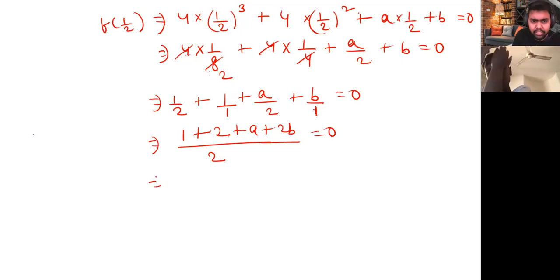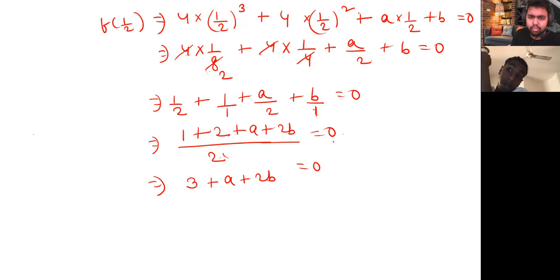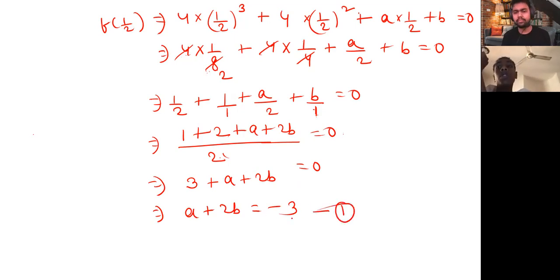Okay, now let us calculate. So it would be 3 plus a plus 2b. And if this goes that side, that would be 0, because 2 multiplied with 0 would be 0. Okay, so now this would be a plus 2b is equal to minus 3, because this 3 will go that side and this will become minus 3. This is my equation number 1.